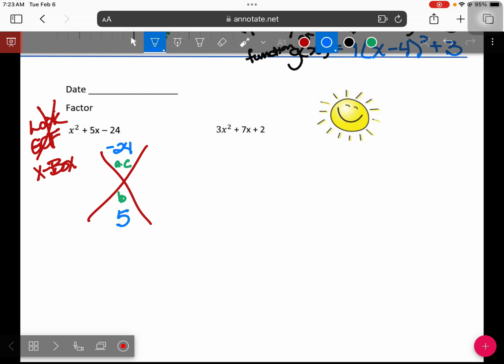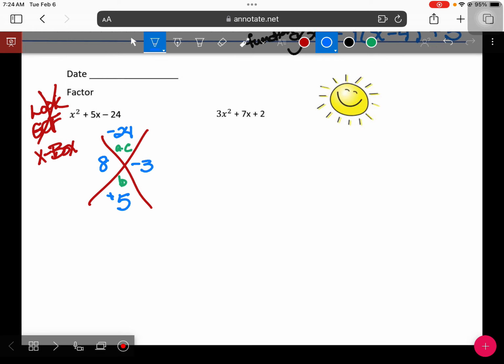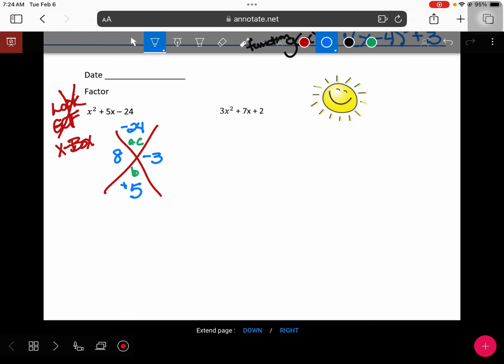So I'm looking for 2 factors that multiply to give me negative 24 and add to give me a positive 5. So the larger digit is going to be positive because my B is positive. What are those 2 factors? 8 and negative 3. 8 times negative 3 is negative 24, and 8 plus negative 3 is 5. Those are correct. So then we go to the box part of the Xbox.